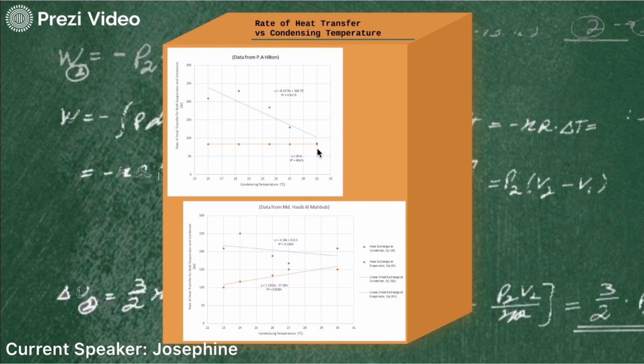The values of the heat transfer rate are calculated from the temperature difference between the inlet and outlet temperatures of the evaporator. However, from PA Hilton's data, the values of inlet and outlet temperatures of the evaporator remain the same as the condenser temperature increases. This is why the heat transfer rate for the evaporator in the upper graph is horizontal. From these graphs, we can conclude that the heat transfer rate in the condenser tends to decrease as the condenser temperature increases, while in the evaporator, the heat transfer rate tends to increase.